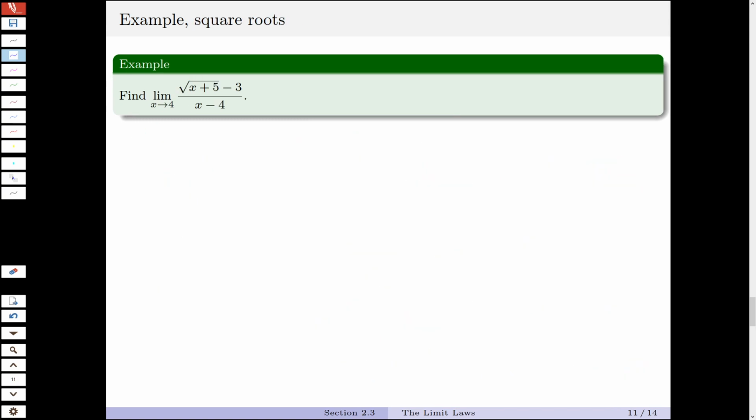Okay, let's look at another example. This one has a square root involved. The way that I start is the same, always the same. Try direct substitution. Because if I use direct substitution and it works, I don't get a 0 in the denominator, then I am done. And if I do get a 0 in the denominator, it sometimes gives me some information. All right, let's take a look. Plug in the 4.